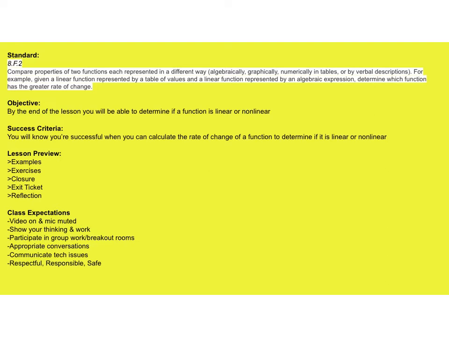We'll go through some examples, exercises. We'll do our closure and reflection in our exit ticket in Galileo. Please make sure your video is on and your mic is muted. You're following along, you're showing all of your thinking and your work, and you're letting me know if you're having any questions in the chat. Okay, let's get started.